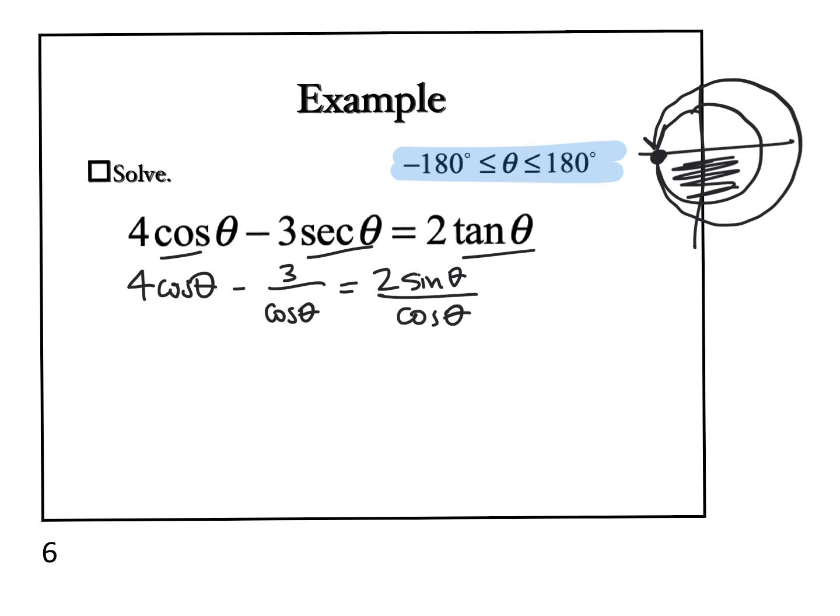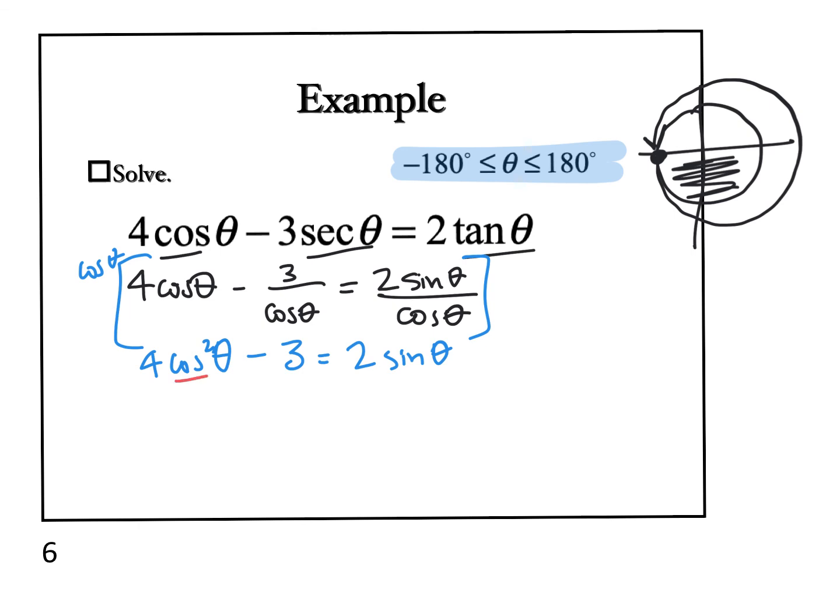All right, so what I'm going to do to make this look just a little bit nicer is I am going to, excuse me, fraction bust. Okay, I'm going to multiply this entire equation through by the cosine of theta. So I have 4 cosine squared theta minus 3 equals 2 sine theta. Okay, so this looks a little better, but I still don't have everything in terms of one trig function.